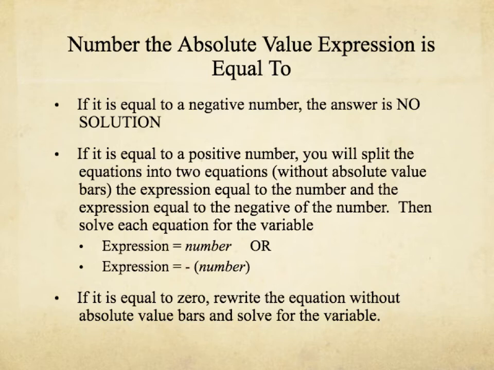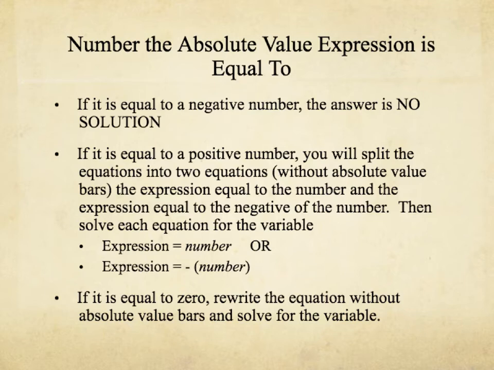Second situation, if it is equal to a positive number, you will split the equation into 2 equations, without the absolute value bars. You're going to make one expression equal to the number and make the other expression equal to the negative of the number. Then solve each equation for the variable.